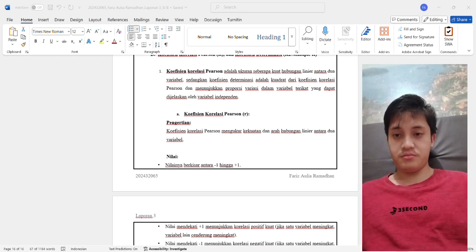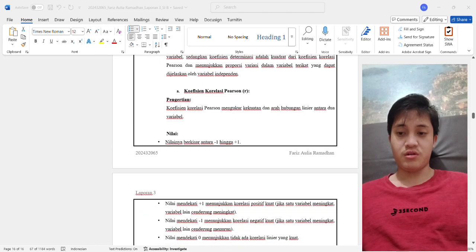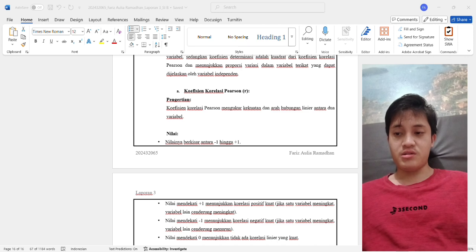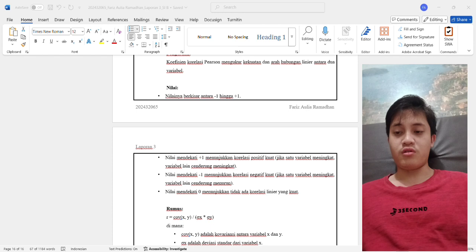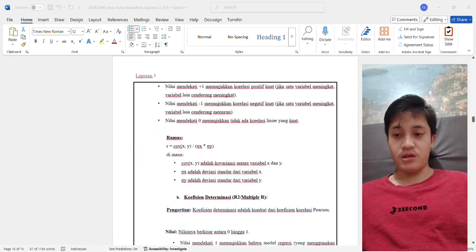A. Pearson correlation coefficient definition. The Pearson correlation coefficient measures the strength and direction of the linear relationship between two variables. Its value ranges from -1 to +1. Values approaching +1 indicate a strong positive correlation. If one variable increases, the other variable tends to increase.